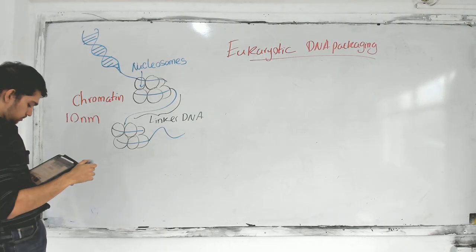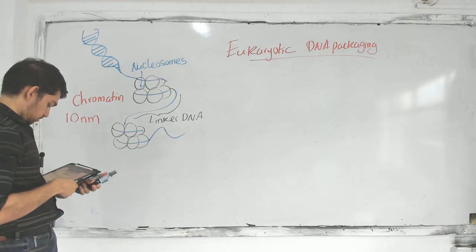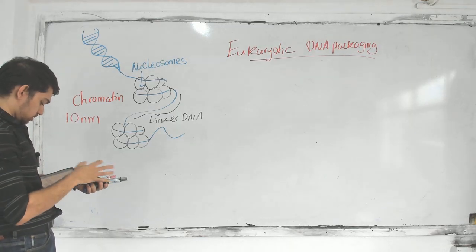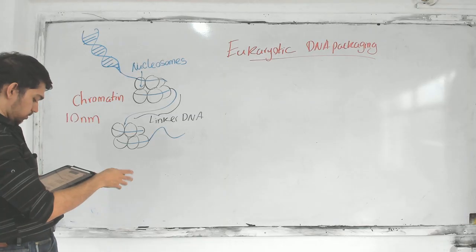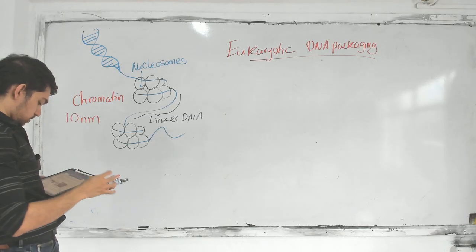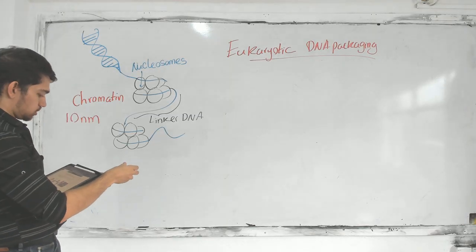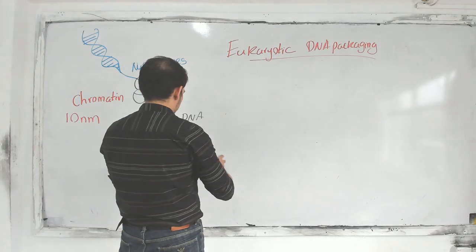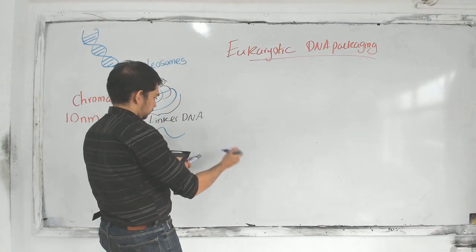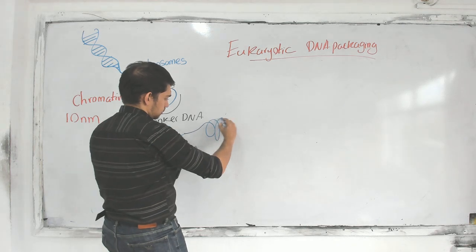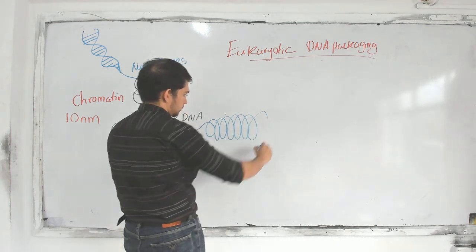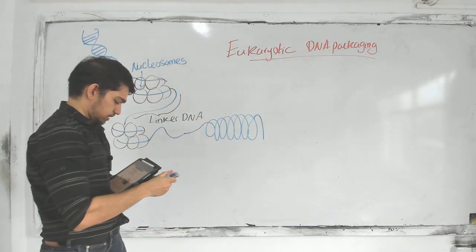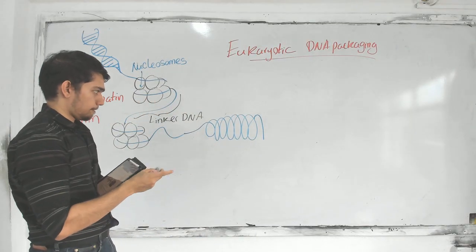Second level, level number 1. Then it's very difficult to draw this, right? So level 2, what's going to happen is, these histones are going to sort of form a fiber. I'll sort of draw it like this, right? They are going to coil like this and form what we call a 30 nanometer fiber.